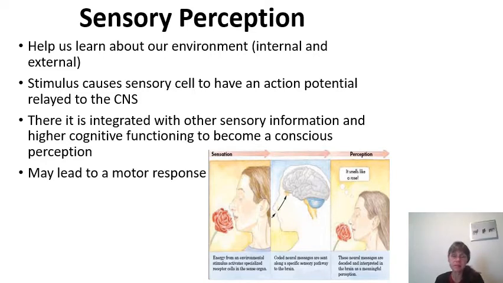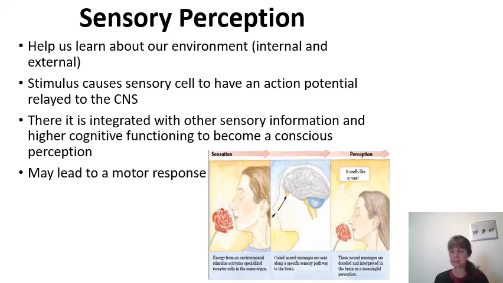Sensory perception helps us understand what's going on in our environment, both internally and externally. The stimulus causes sensory cells to have an action potential that is going to be relayed to the central nervous system. There, the stimulus is going to be integrated with other sensory information and higher cognitive functioning in order for the stimulus to become a conscious perception.